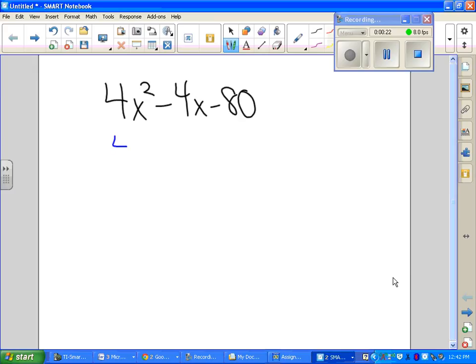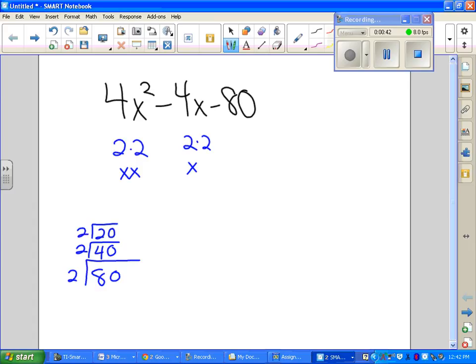4x squared breaks down to 2, 2, x and an x. 4x breaks down to 2 times 2 and an x. Now 80 you may not be too sure of, so break down 80 with the cake. 2 goes into 80, 40. 2 goes into 40, 20. 2 goes into 20, 10. 2 goes into 10, 5. And 5 goes into 5 once.